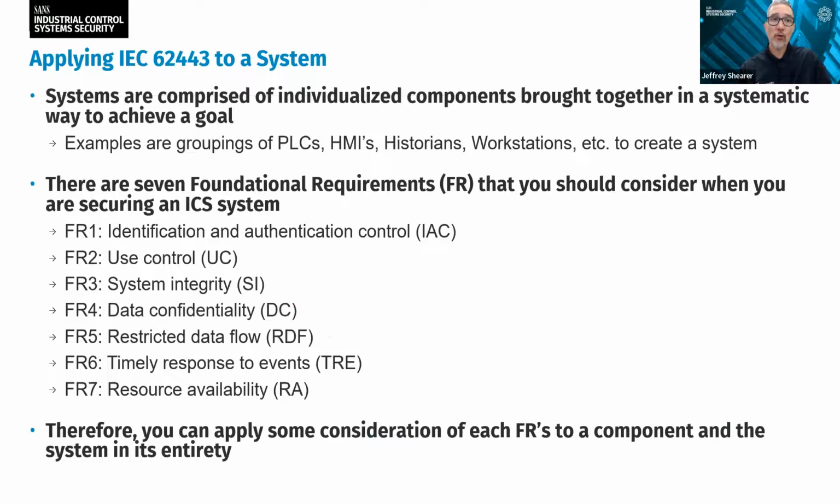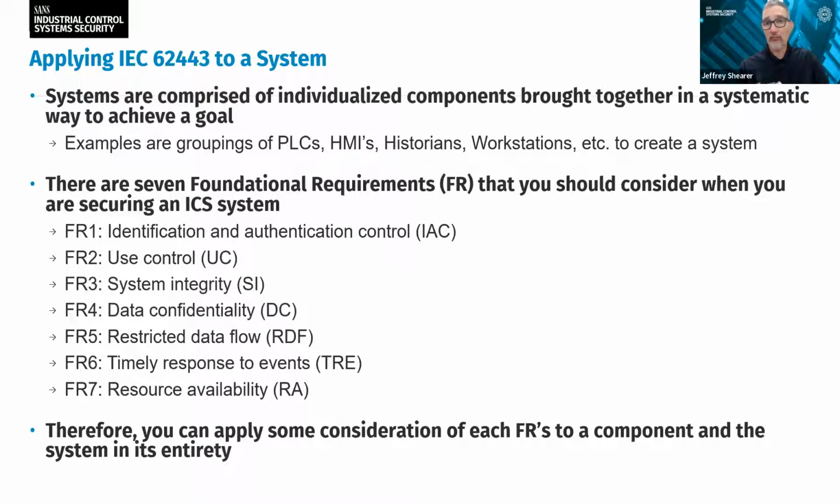So if you're going to apply these to a system, we can think of individualized components brought together in a systematic way to achieve a goal. So for instance, it's a grouping of PLCs, of HMIs, historians, workstations, etc., that we would call our system. And we would use that method that I just described to look at the security level that we're trying to achieve. And there's basically about 7 foundational requirements that we would have to consider if we wanted to look at securing an entire industrial control system. You can see them there, FR1 through FR7.